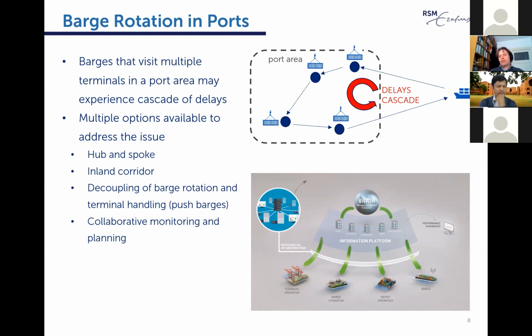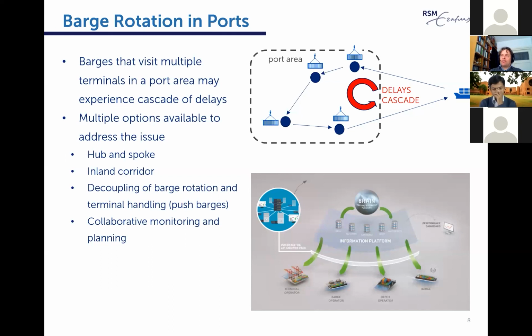But another one is that you have some kind of collaborative information system which allows you to monitor and diagnose these round trips, discover bottlenecks and solve them, and also do some kind of collaborative planning. That's where a new system comes in, which is currently being implemented, which on the one hand collects data from all parties to do a good diagnostics on the system. On the other hand, it also helps to plan, let's say, this barge rotation.